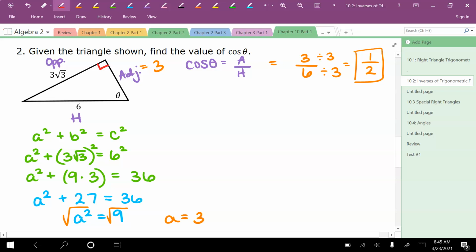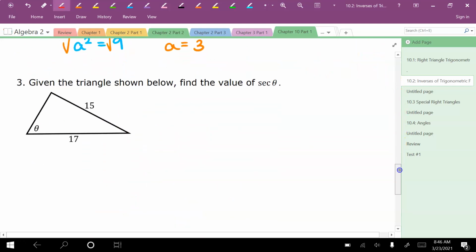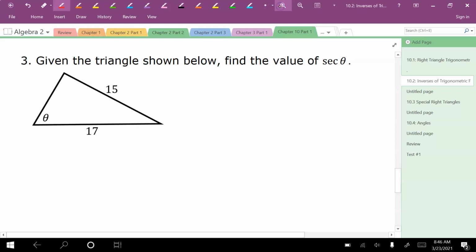Now, not all problems will require you guys to find a missing side. They might give you everything you need to set up the trig function that you're looking for. But if you need to find the third side, you can always use Pythagorean's theorem to help you out with that. That's why we have it. It's really nice for those right triangles. So if you guys go to the next page, why don't you try to set this one up? Given this triangle, find the value of secant.